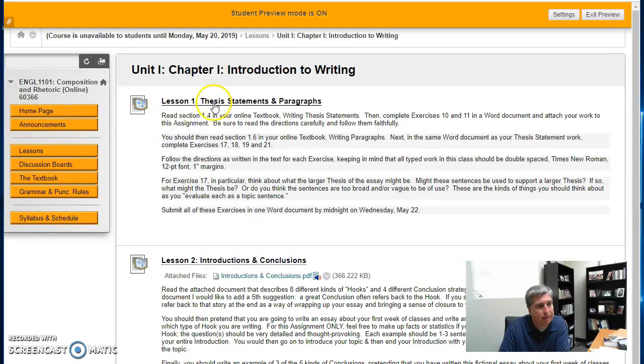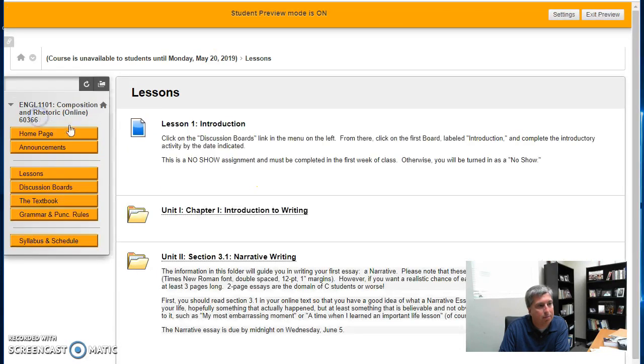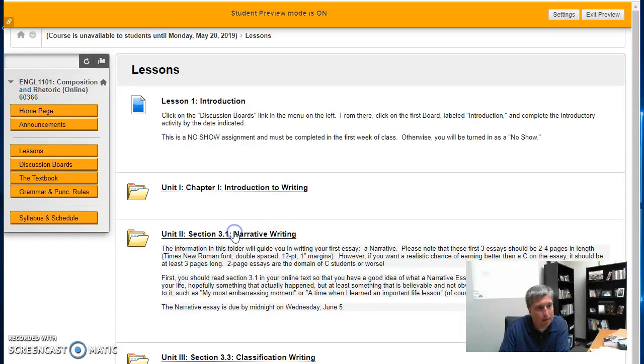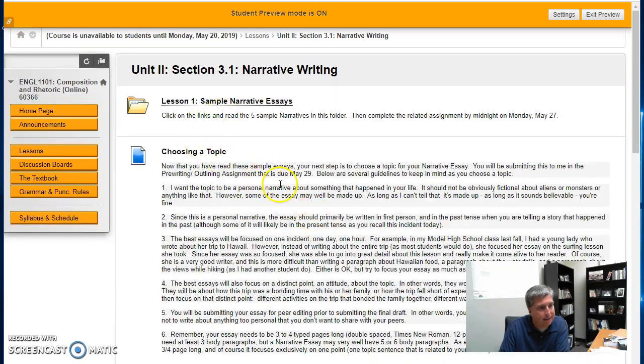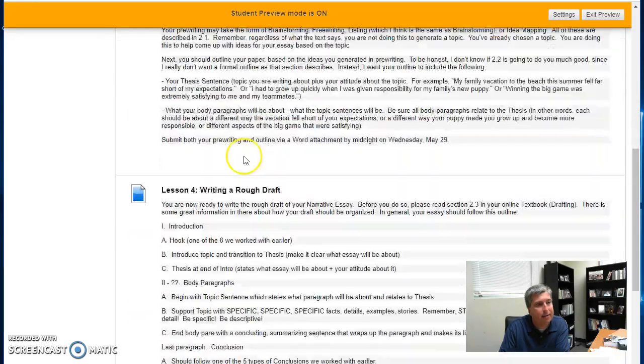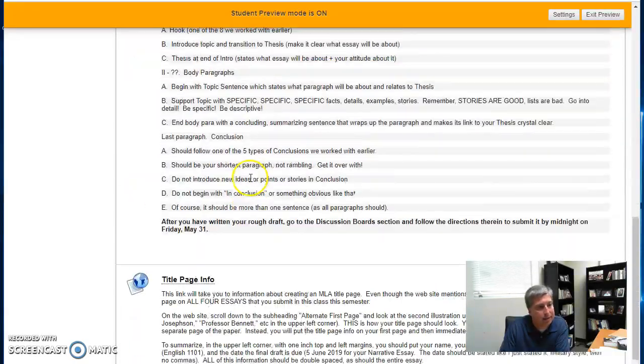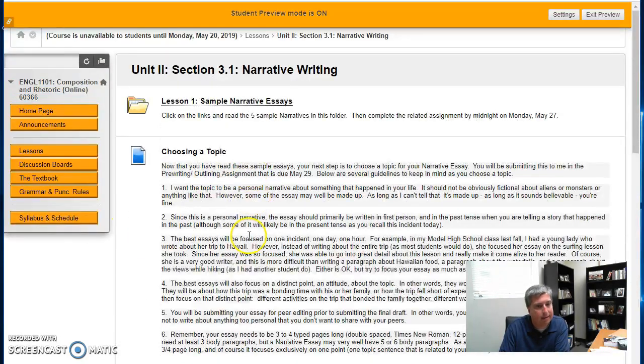And then, of course, this is the introduction to writing. There are 2 assignments for it. We go back to the lessons. For the narrative essay, it gives you all this information about choosing a topic, and then there's an assignment here, and a rough draft discussion board. All this information is important. You just have to read it and click on it.